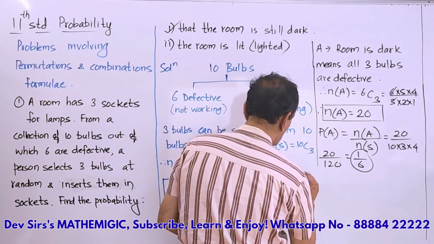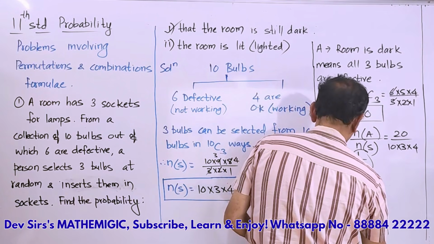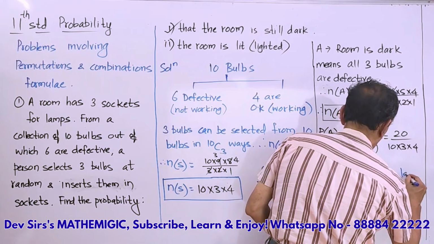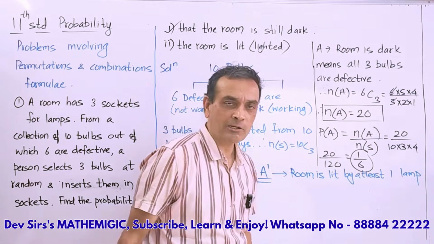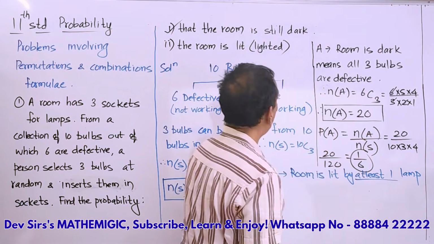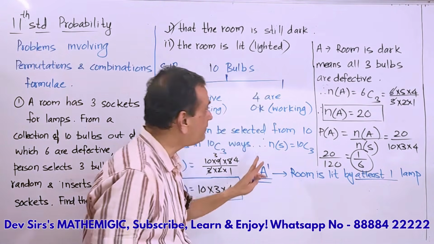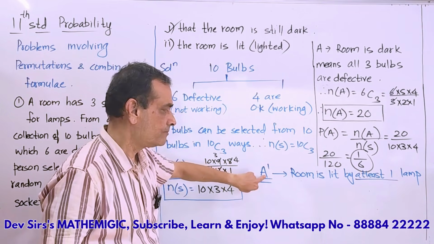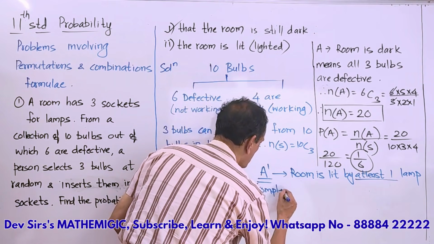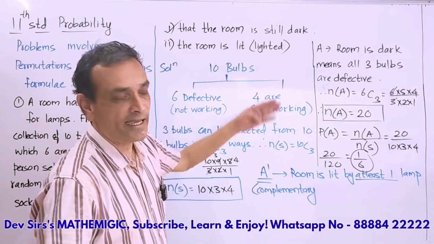Room is lit. At least one out of the 3 should be working, right? Then only it will be lit. So this is at least one, and room is dark means none. They are complementary events. So the complement of A is denoted by A dash. Okay, so A dash is called the complementary event, complementary to A.